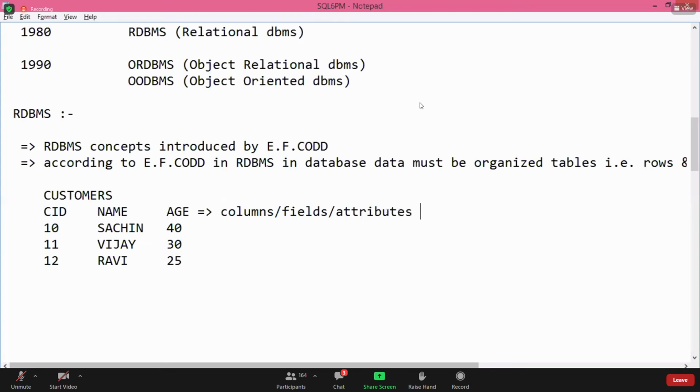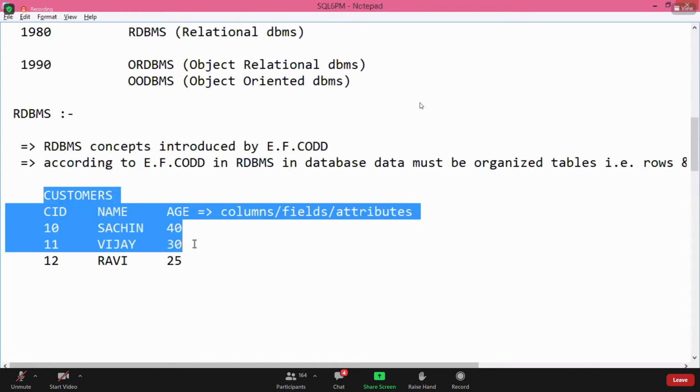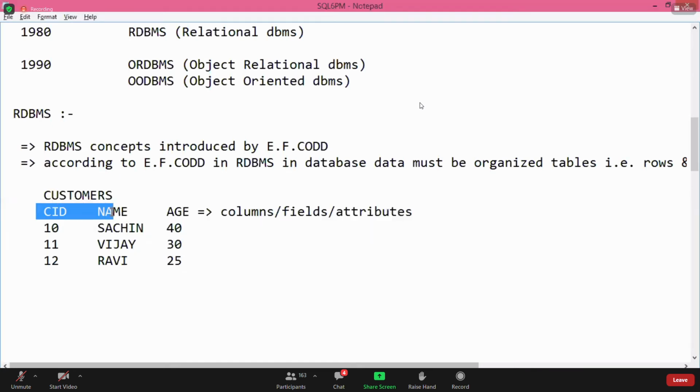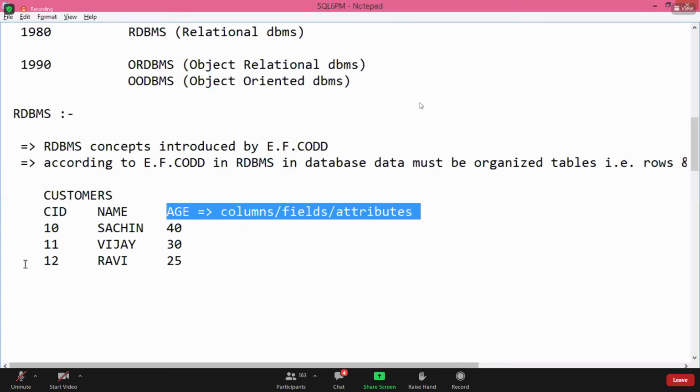That's why, before going to the actual code, this terminology is important. After going to the code, if I say field, you will be confused about what a field is. If you have a clear idea before going into this course, then learning is easy. So customer ID, name, age are called columns, fields or attributes.